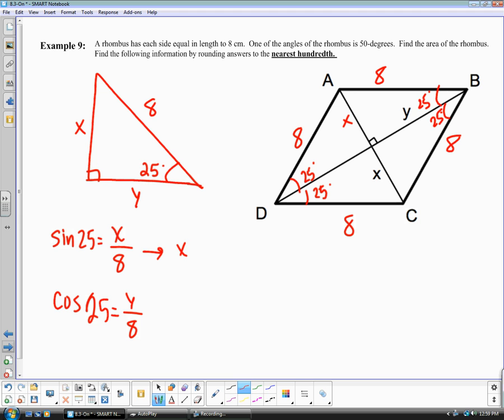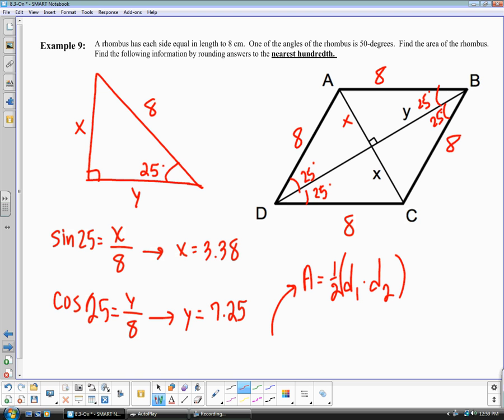When you solve for these values, you can check my work if you would like. x is going to be 3.38 and y is equal to 7.25. Now remember to find the area, you're going to take 1/2 d1 times d2. Take a minute and figure out your area. Pause the video and fill in the rest of the answers, d1 and d2.